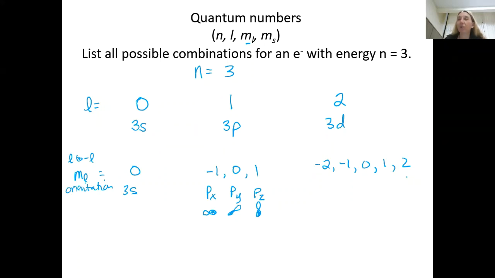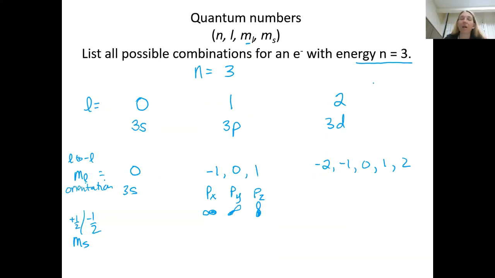Okay, and then there are 5 d orbitals. There's the dxy, dyz, dxz, dx squared minus y squared, and dz squared. You know those pictures, right? They're just pointing in different directions. And then remember, for m sub s, we can have a +1/2 or a -1/2. So for every single one of these orbitals, I can have a +1/2 or a -1/2. So there are a lot of different possibilities of where an electron can exist if it has an energy of n equals 3.